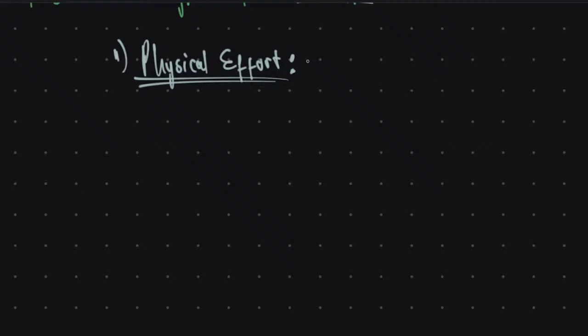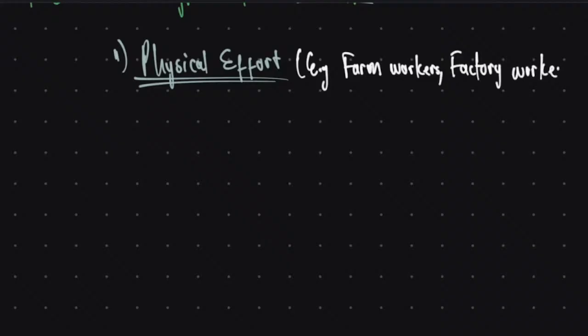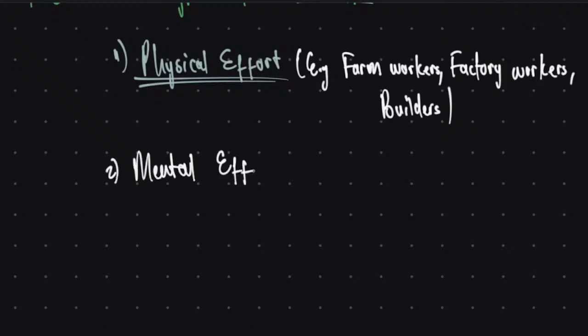And I want you to put e.g. farm workers put physical effort. Right, Alex? Who else? Factory workers put physical effort. Right? And that's their labor. And then builders, construction workers, Alex, put physical effort, don't they? All right. Now, another type of effort is what? Mental effort.